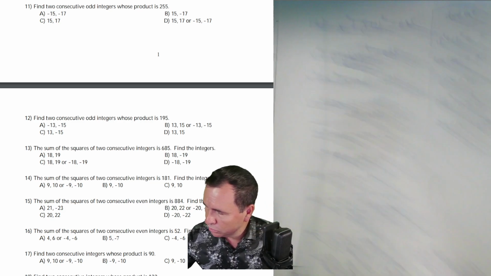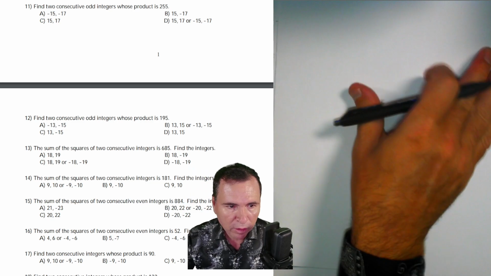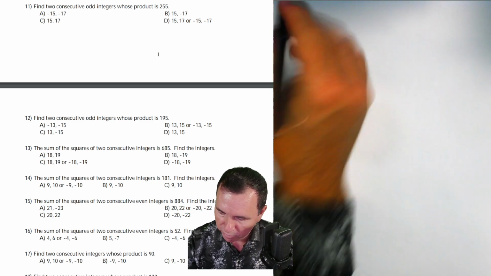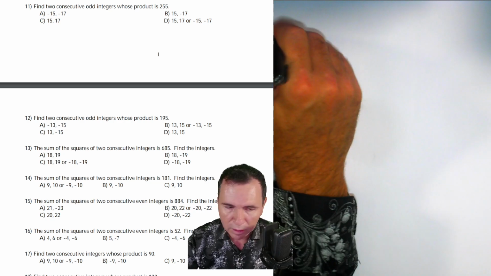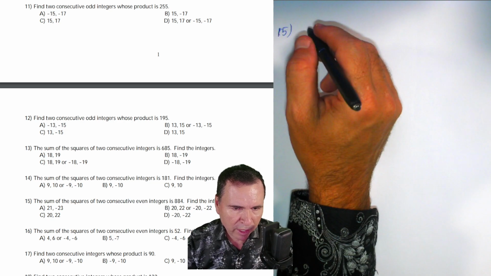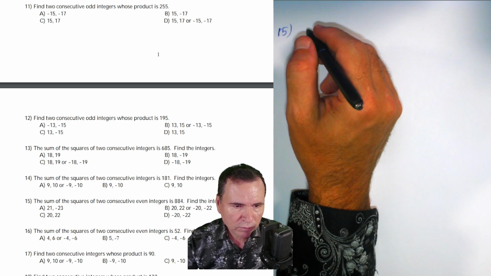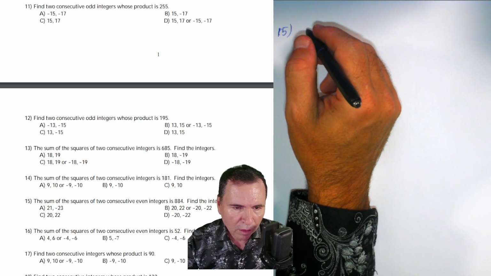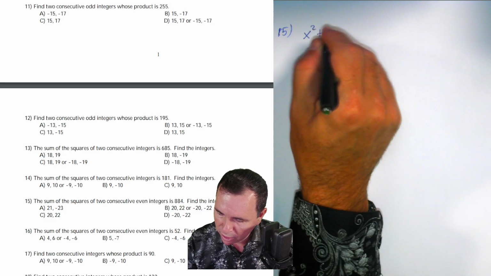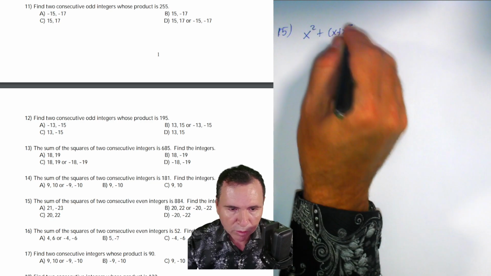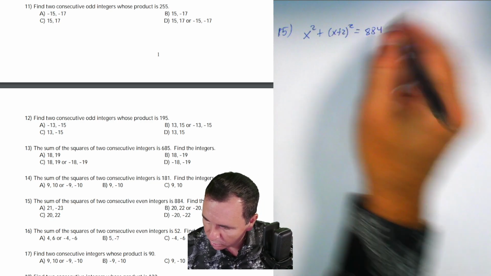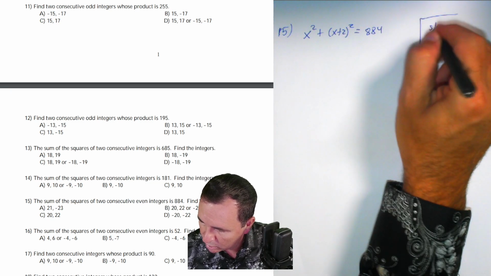Let's go to 15. I'm going to do 15. You're going to do 16. Okay, 15 says the sum of squares of two consecutive even integers. It turns out that it's going to be x squared plus (x plus 2) squared is equal to 884. Now you could also do the shortcut on this one.